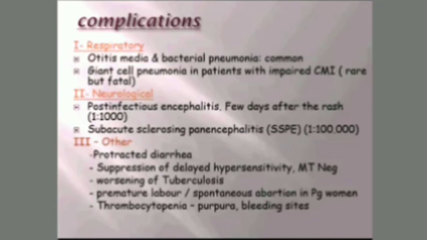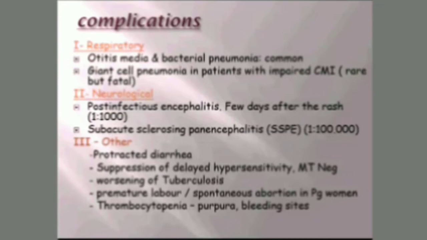It is known as giant cell pneumonia because again the virus has a tendency to form giant cells, that is, multinucleated giant cells. Neurological complication: it may lead to post-infectious encephalitis, that is, a few days after the rashes develop. And another important point, you have to remember SSPE, which is an important complication of measles, and that is subacute sclerosing panencephalitis, which occurs in 1 in 1 lakh patients, but if it occurs, it is very fatal.